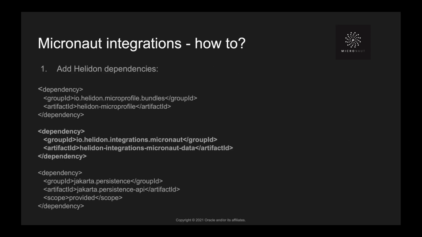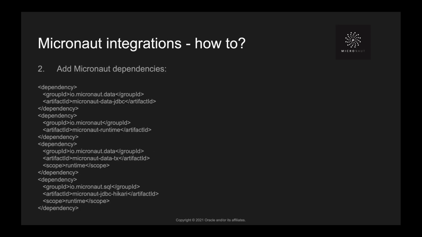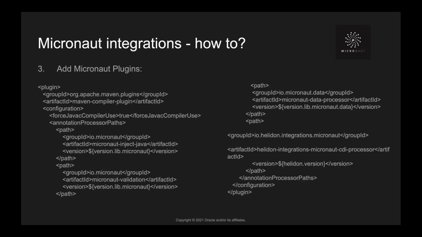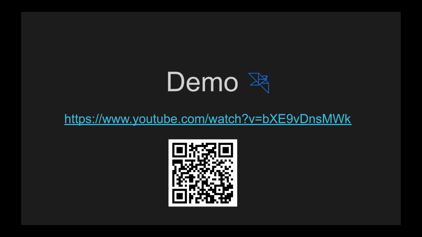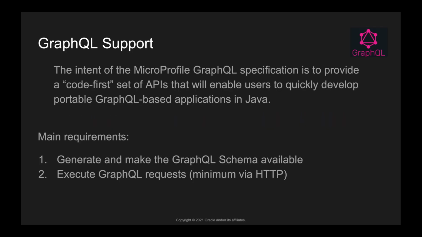So first add some Helidon dependencies, like bridge dependencies, like MicroProfile and Micronaut data integrations. Then just add some Micronaut dependencies, which is runtime and data, if you need the data stuff. And then some plugins to make it compilable, because Micronaut processes everything of its dependencies during build time. And you're done. But since we don't have much time, there's a special pre-recorded demo on our official channel where you can take a look at how it's done.